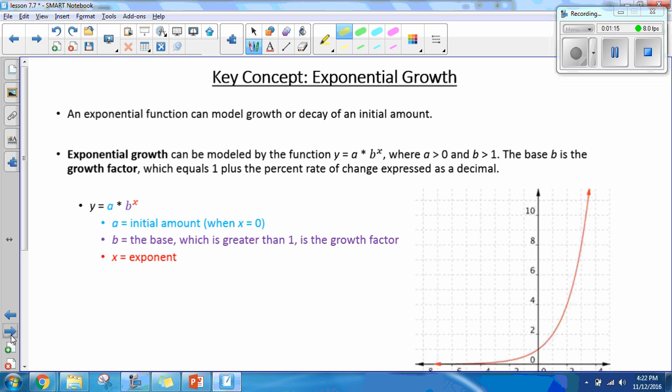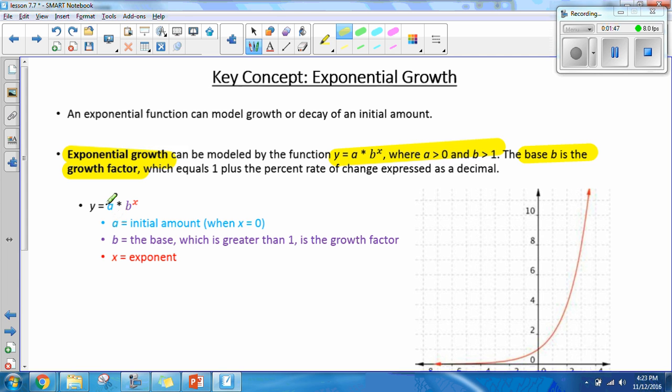Exponential growth. An exponential function can model growth or decay of an initial amount. Exponential growth can be modeled with the function y equals a times b to the x power, where a is greater than 0 and b is greater than 1. The base b is the growth factor, which equals 1 plus the percent rate of change expressed as a decimal.